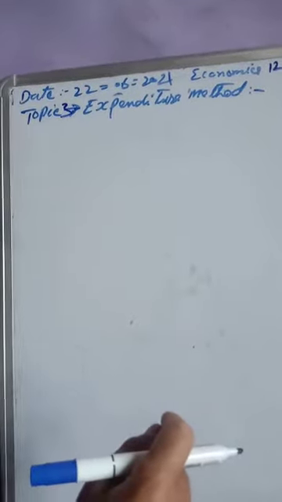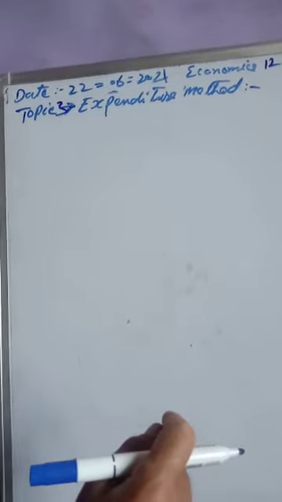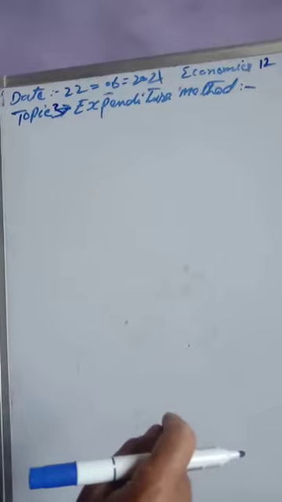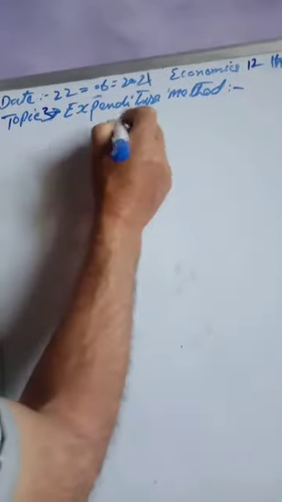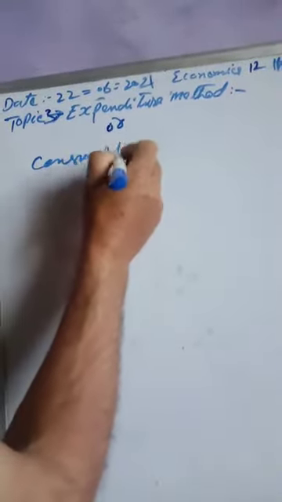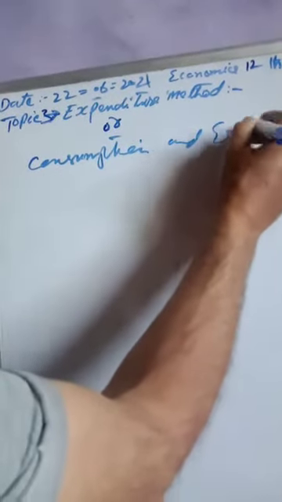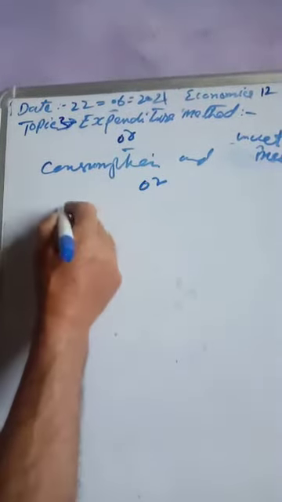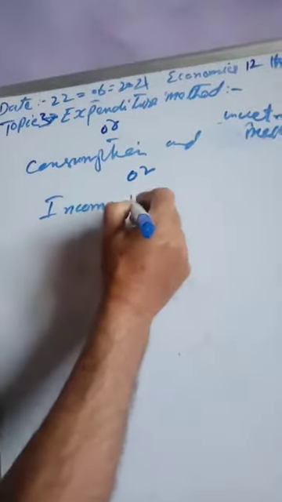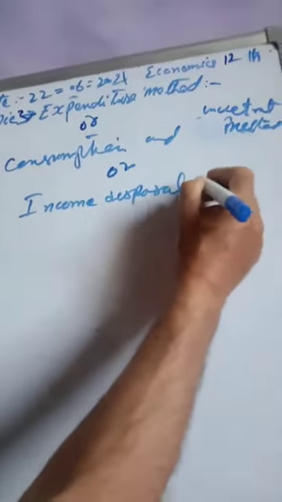Since final expenditure comprises consumption and investment, it is also called the consumption and investment expenditure method, or income disposal method.